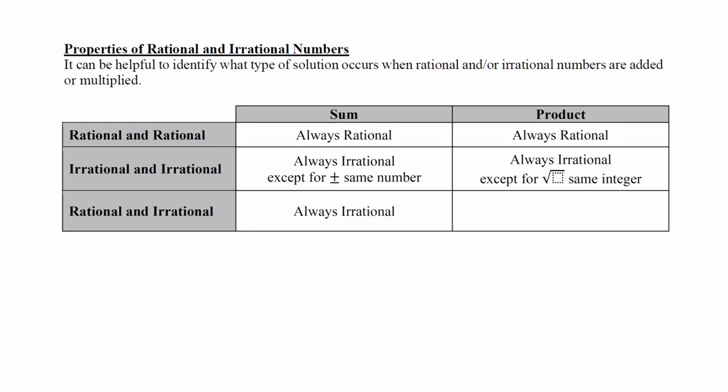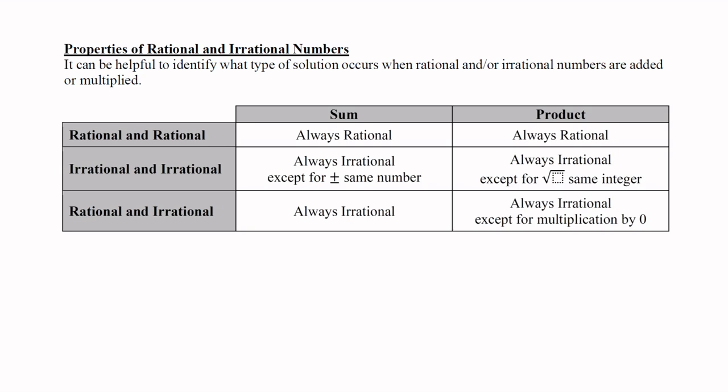What about if you multiply a rational and irrational number together? It's always irrational unless you're multiplying by 0, because anything times 0 is 0, and 0 is not irrational. It's rational. Okay? So when you multiply an irrational number times anything, it's always going to be irrational unless you're multiplying a square root by itself or you're multiplying by 0.